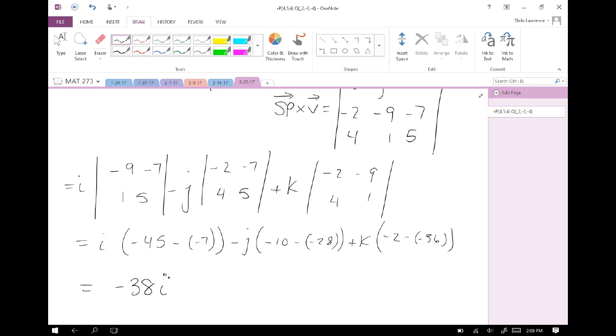We're going to get negative 38i. Negative 10 minus negative 28, that really means plus 28. 28 minus 10 is 18. Remember, with the j, we changed the sign, so it's back to negative again. Now we're going to end up adding 36 to that negative 2, so 34k. And we just want the magnitude of this for our numerator in our distance.